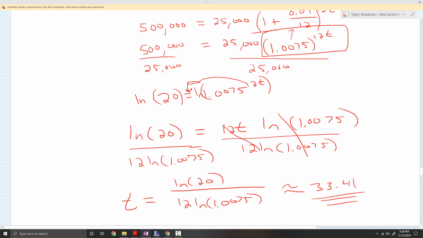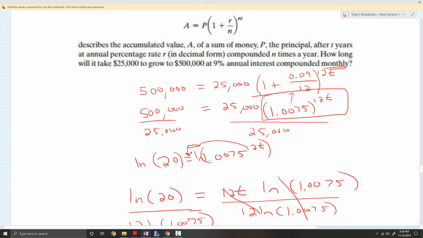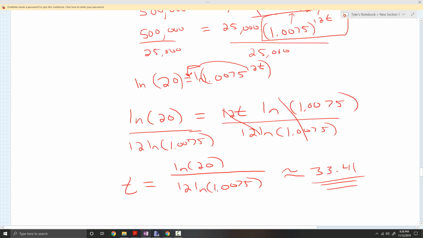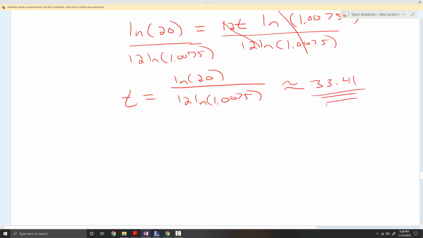Right? So if you put $25,000 in this account and leave it alone, it'll turn into $500,000 in 33.41 years. Right?